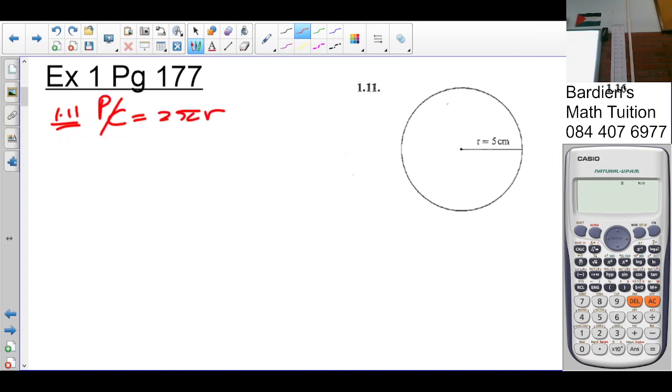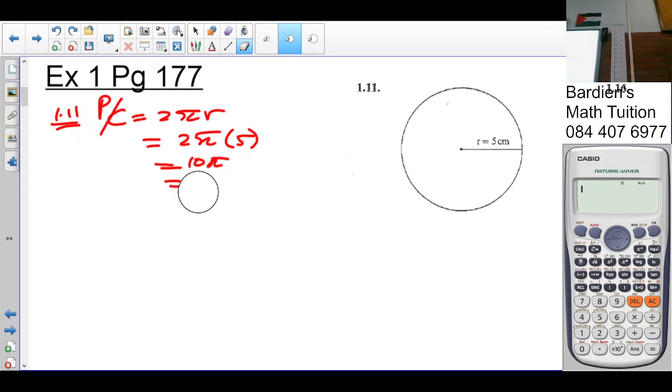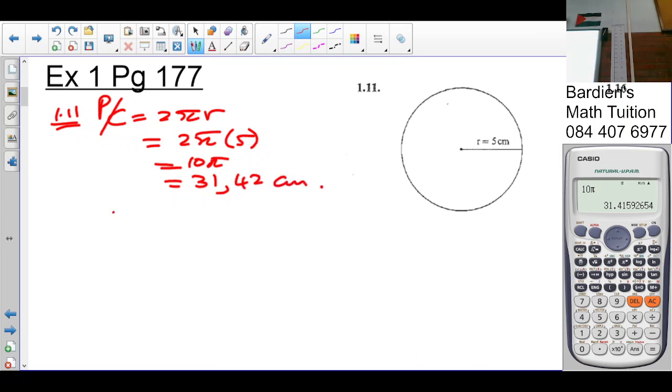2 pi r. What's my radius in this case? 5. So it's 2 pi 5, which is 10 pi. Which is 31.41. Remember that the 1 after the 4 is dependent on that 5. If it's 5 or more, it changes. So that's 31.42 centimeters. How do you calculate the area of a circle?